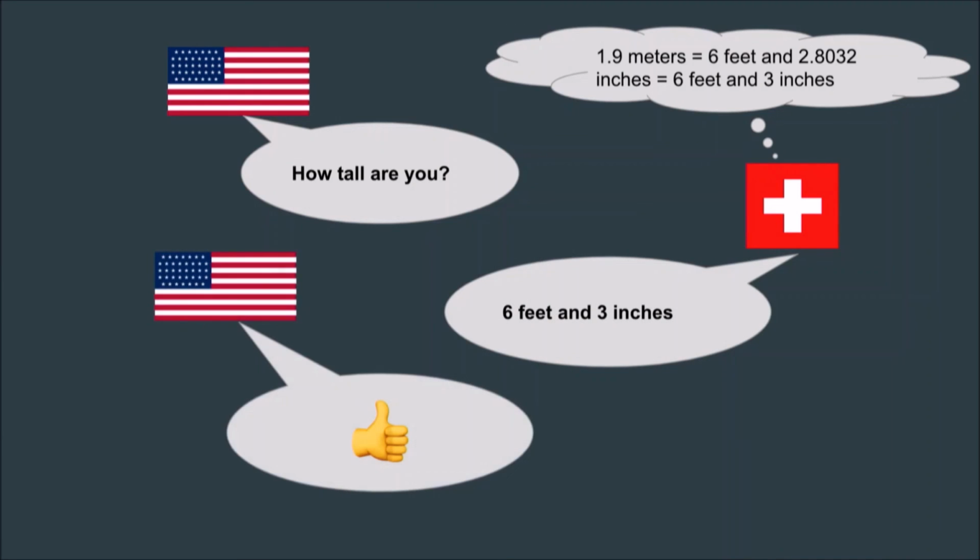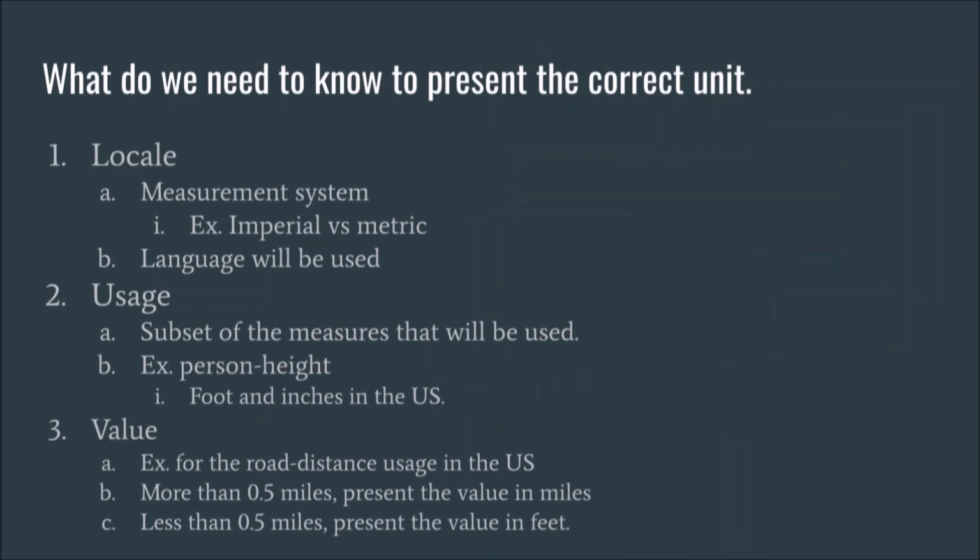So now he's happy. Okay, so we learned from this that if you want to know the measurement in some country, you need to know three things. First of all, you want to know the locale. Because of this, you can understand what the measurement system is, and also what language you are going to present this measurement in. The other thing is the usage. Is it for human height, for road, for human weight or whatever? So you need to know this.